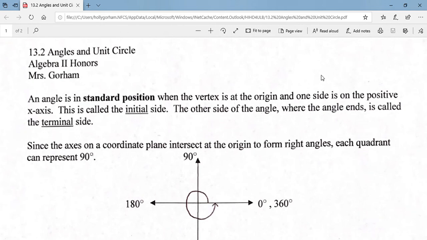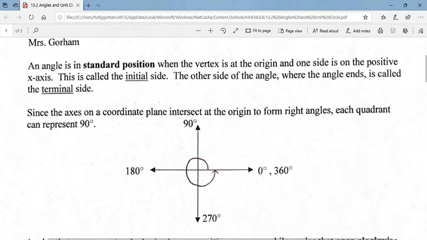In 13.2, we are going to learn how to build the unit circle, but there are some things about angles that we have to talk about before we do that. So it's kind of long, so you may want to pause as we go along if you need to go back over something. But let's talk about an angle in standard position.